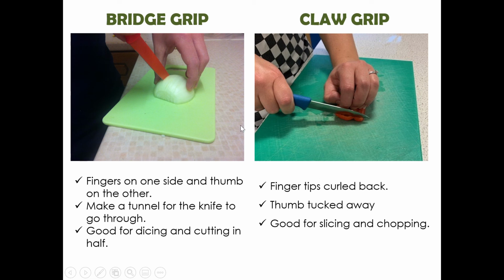So here's your reminder of your knife safety, guys. So there's your bridge grip and there's your claw grip. Okay, so depending what you are cutting, the bridge might be a better position for you, or the claw, but make sure that you're following each of these tips. So bridge, fingers on one side, thumb on the other. Make a tunnel for the knife to go through. It's good for dicing and cutting in half. If you're doing your claw, fingertips are curled back, your thumbs tucked behind your fingers here, and it's good for slicing and chopping. Okay, so make sure you use the correct safe method of chopping.